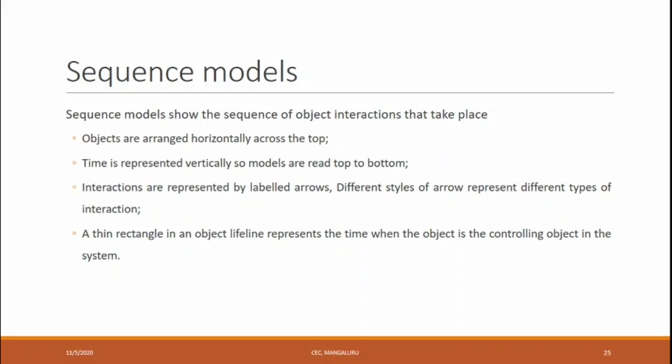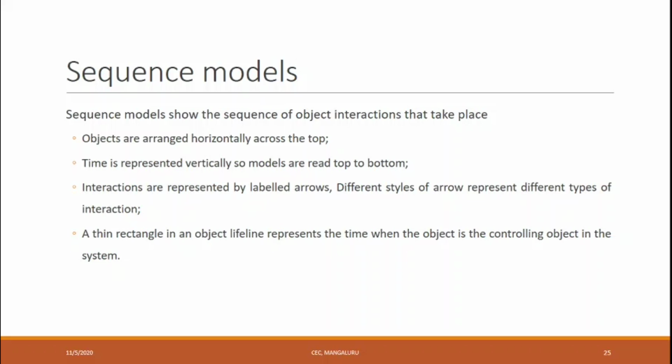Now the sequence model. The sequence model shows the sequences of object interactions that take place. We have seen the example of the patient health care system: if the receptionist wants to see the patient database, a permission is requested. If the receptionist is a correct user, the system returns the record to view it, otherwise it gives an error. Such a sequence model we have seen.